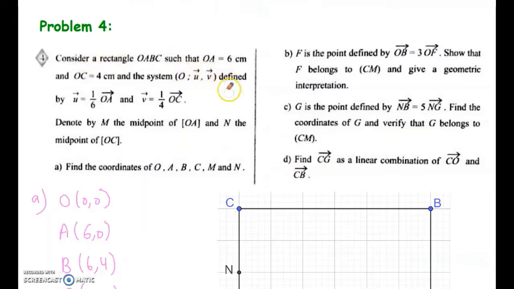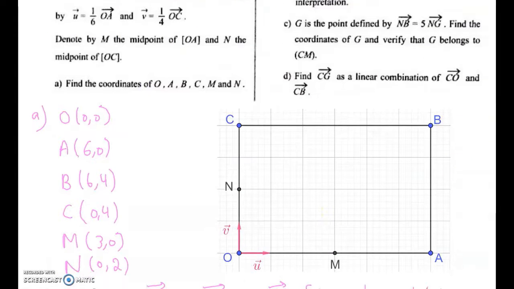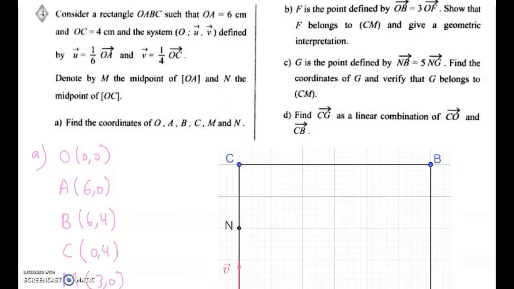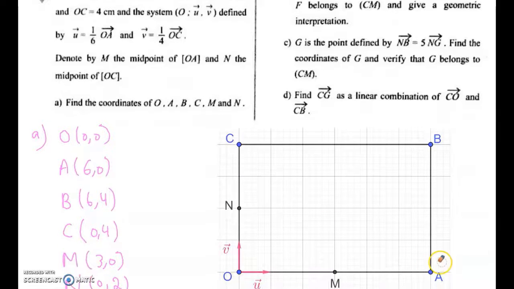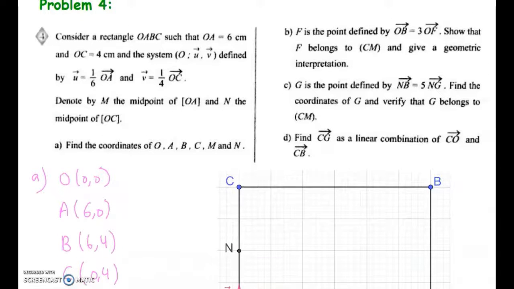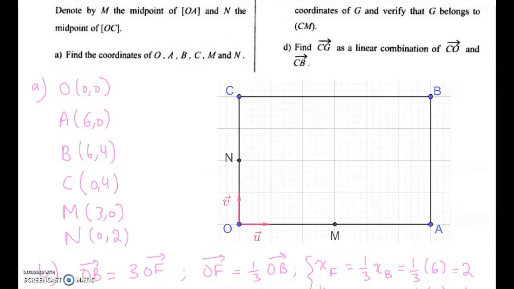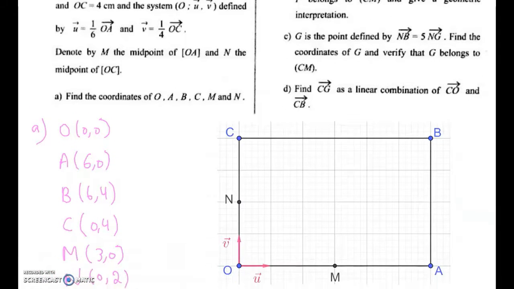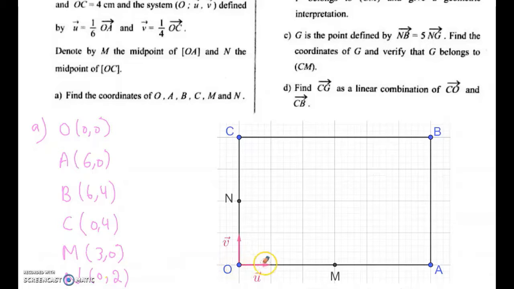Problem 4. Consider a rectangle OABC. I constructed this here. And given the dimensions of the rectangle, OA equals 6 centimeters and OC is equal to 4 centimeters. And the system O, U, V, so it's like O, I, J, they called them U and V here. O is the origin, so 0, 0. U is 1 over 6 OA, so I drew here U to be 1 over 6 OA.